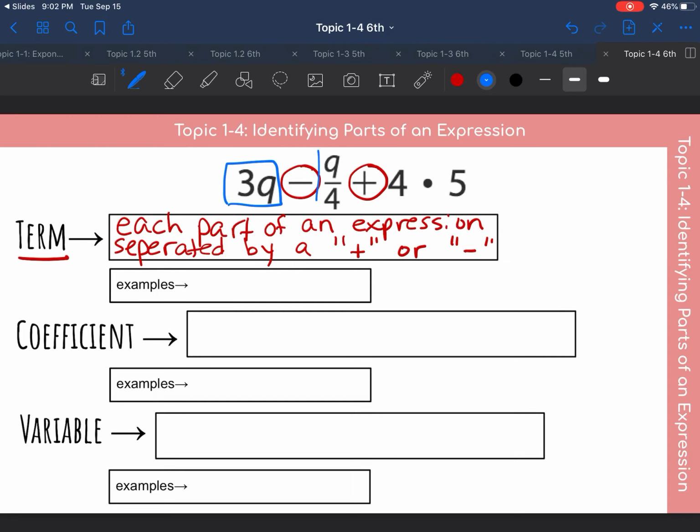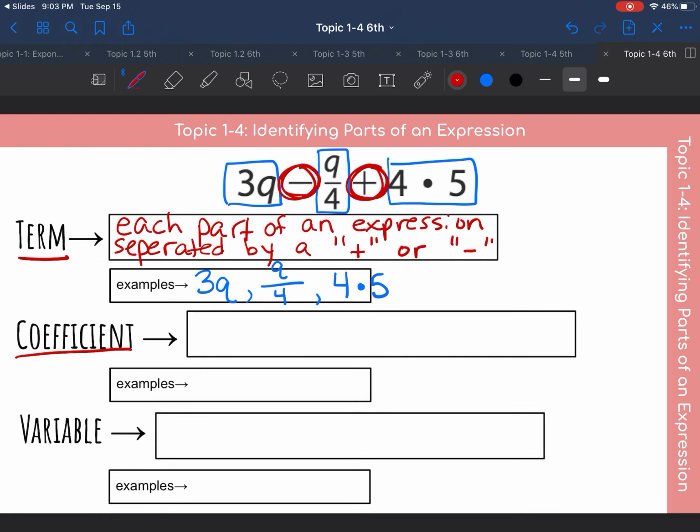So this is a term, this is a term, and that's a term. Okay, so our examples are 3q is a term, q over 4 is a term, and 4 times 5 is a term. So whatever is separated by plus and minus. So a big hint for this would be to circle any plus or minus signs you have, and anything that is separated by those is a term.